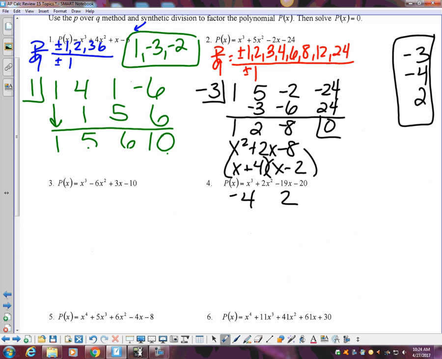Now, when we get down to number 5, he's a degree 4. How many solutions do you have to get with synthetic? 2. Before you knock it down to quadratic, before you can take it from there. Does that make sense? Okay. All right, so try number 3.